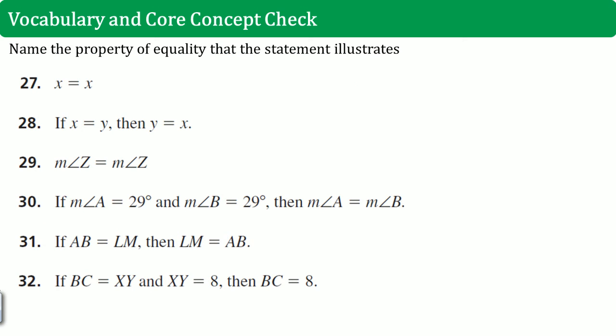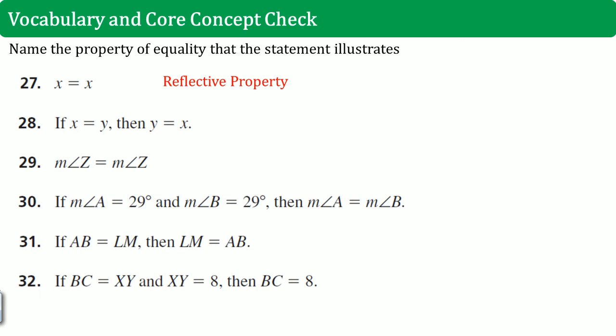Next, you're going to name the properties of the equality that the statement illustrates. This is based on the qualities that we just used. Okay? All right. Pause the video and give this a try. Let's go over it. 27. That's the reflexive property because it is the same.